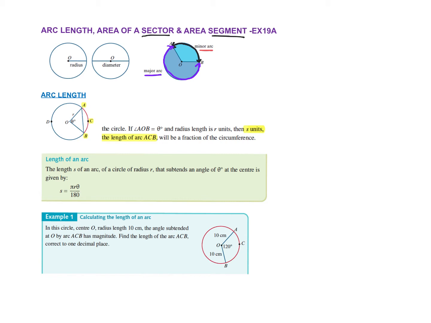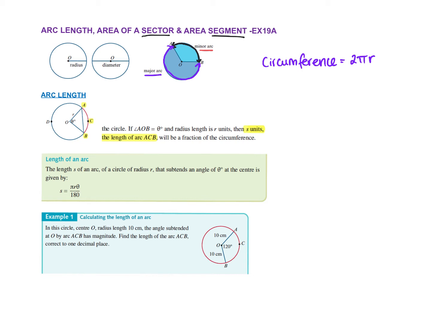So if you're finding the circumference of a circle, the formula for that is 2 times pi times r. Some people use pi times d, but I'm just going to stick with 2 times pi times r.